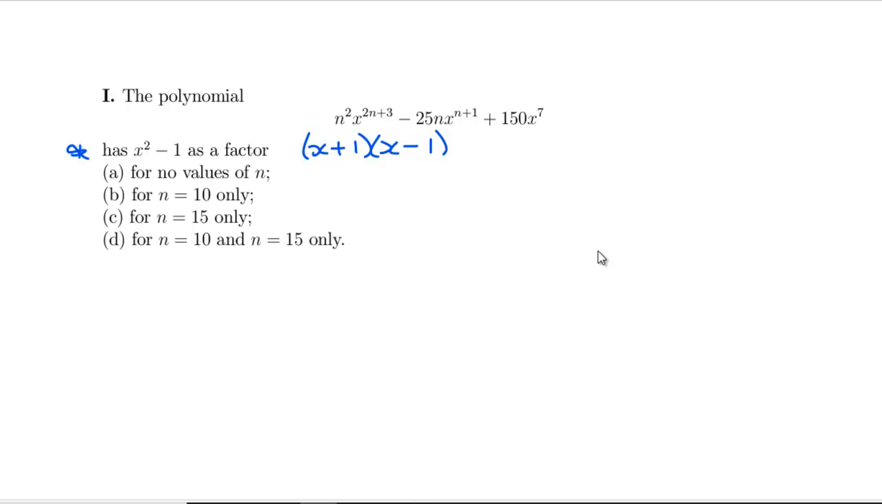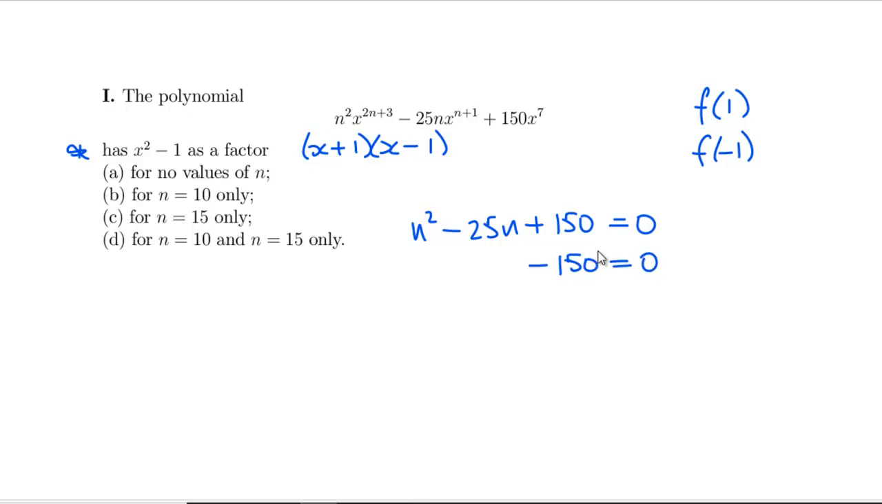So let's try putting these in. We've got f of 1 and f of minus 1 we want to put into this. So f of 1 then gives us n squared minus 25n plus 150 equals 0. For minus 1, what are we going to get? It's going to depend on the power of, well, if x is minus 1, the last one, we know we're getting minus 150 because we've got x to the power 7, so that gives us minus 1. The first one, 2n plus 3, that's odd as well, so we must have minus n squared at the beginning.